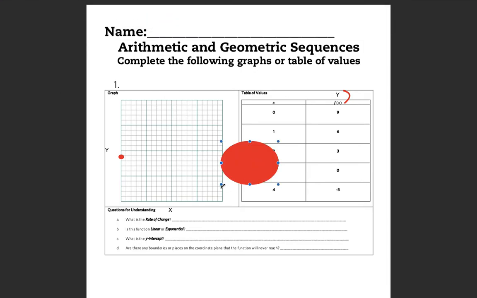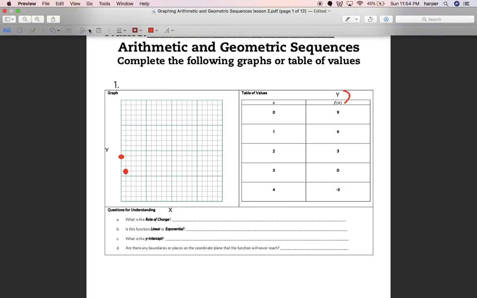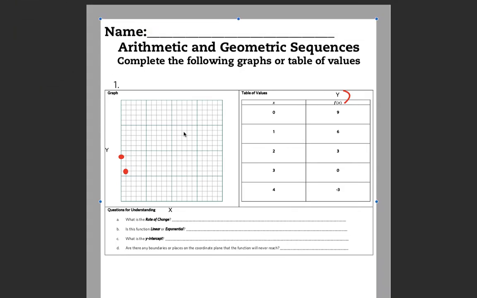Bam! So our next one is 1, so we go to the 1, and we go up only by 6. So we just make a tiny dot and put it there. Our next one is x is 2, and we go to the 3.